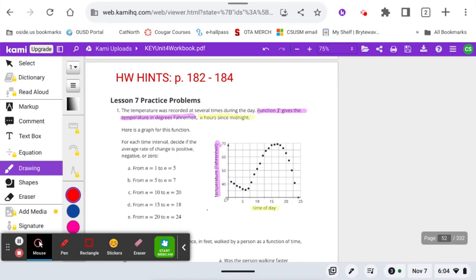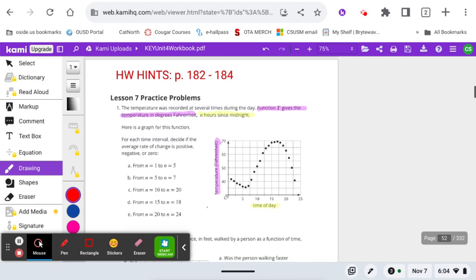All right, we're looking at the Lesson 7 practice problems from Unit 4 of Algebra 1, Illustrative Mathematics by Imagine Learning. It starts on page 182 of your student workbook with number 1. The temperature was recorded at several times during the day. Function T gives the temperature in degrees in n hours since midnight. So again, the starting time, this 0, is actually midnight.